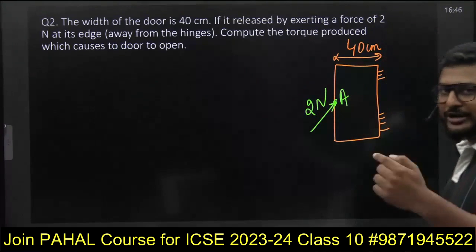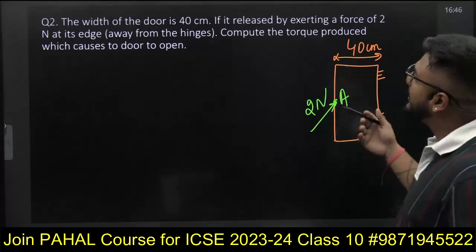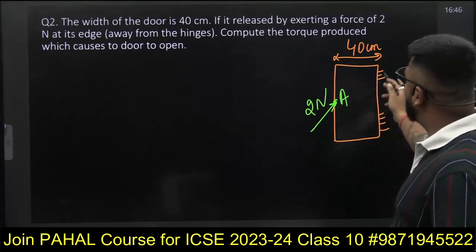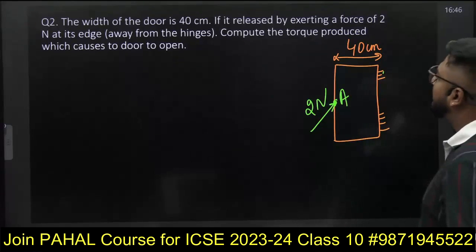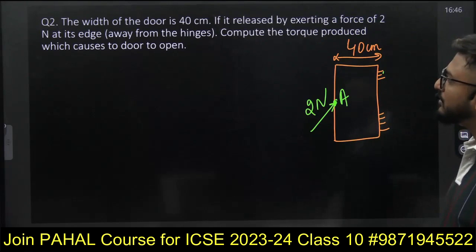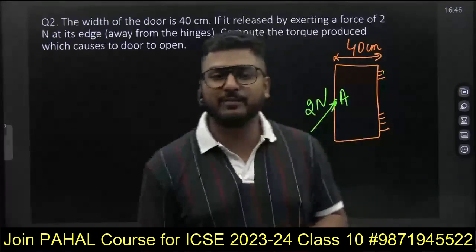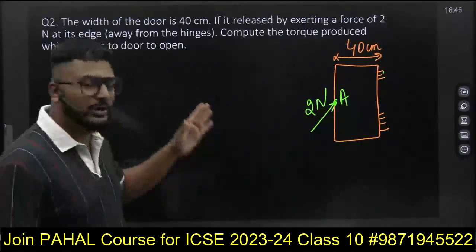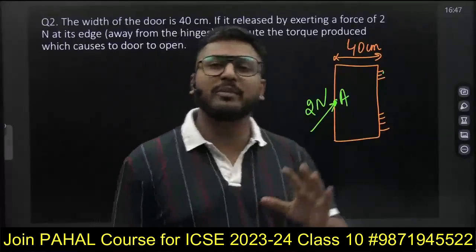So at point A we are applying a force of 2 Newton, right? Away from the hinges. So away from the hinges means we are applying the force over here, right? Compute the torque produced which causes the door to open. Okay, now we have to find the torque produced to open the door, right? Now first of all I would request each and every one of you to make the figure.